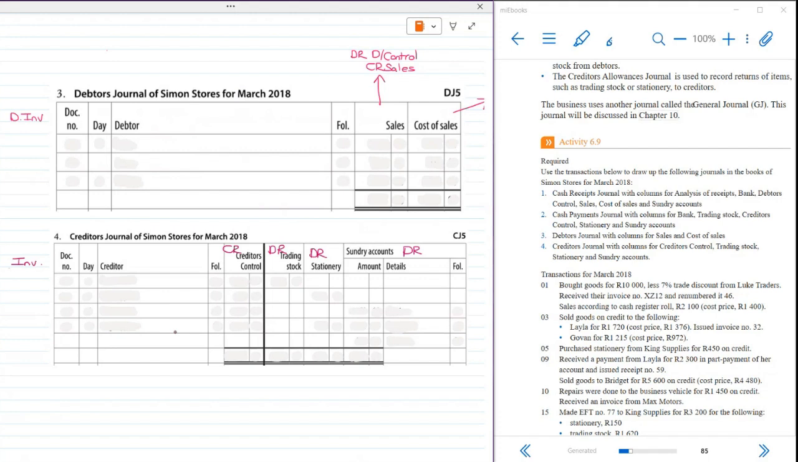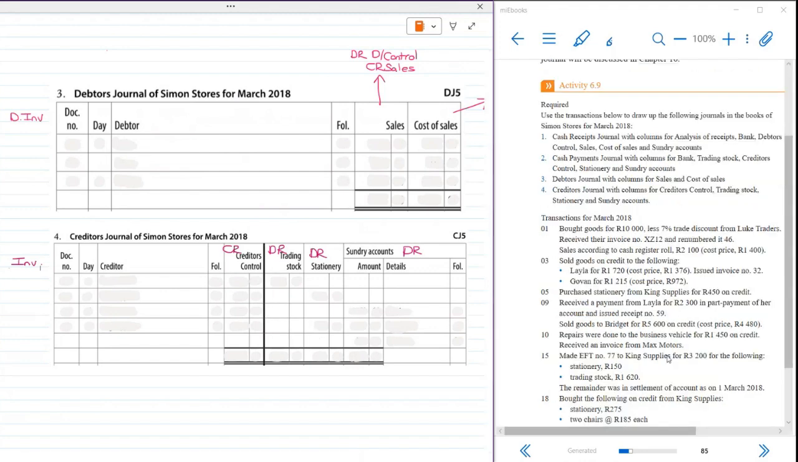Okay, and that is all my notes that I make for myself before I analyze the transactions. Later on, as I've mentioned before, when we post to the general ledger, you will see how my notes here are going to help me determine on what side of the creditors ledger I need to post. So let's go and look at activity 6.9.